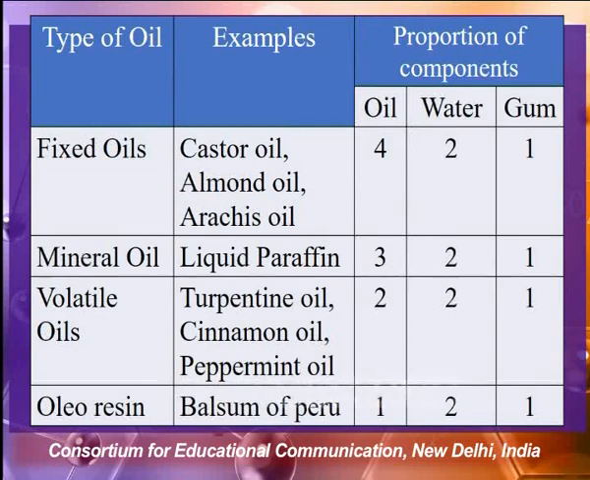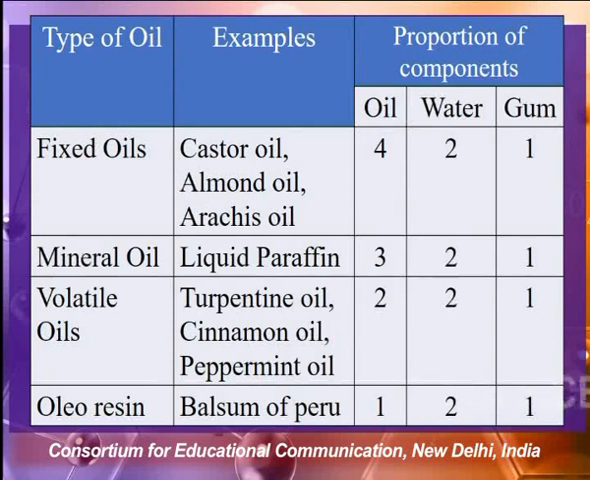If we are talking in the context of mineral oil, for example, if a liquid paraffin emulsion has to be formulated, then the primary emulsion formula follows the ratio of oil, water, gum as 3:2:1 respectively. If the oil under study is a volatile oil, then the ratio would be maintained at 2:2:1 with respect to oil, water, gum respectively. And finally, if the oil is an oleoresin, in that case the ratio would be 1:2:1 with respect to oil, water, gum respectively.